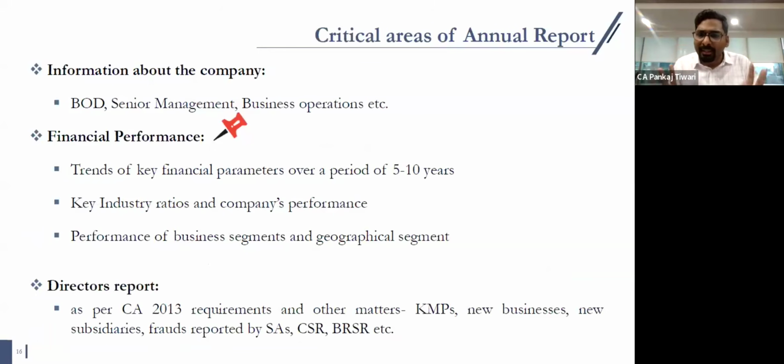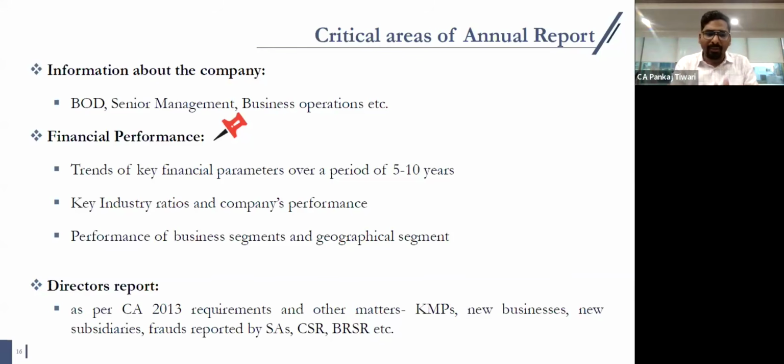Now, what are the critical areas of the annual report? As I said, I have divided this into two parts. One is good to read, one is must to read. The pins which I have done, the financial performance, the marks which I have made, are must-to-read information, my friend. Without reading this, you can't make head or tail of any entity or at least its financial performance. One is this financial performance.